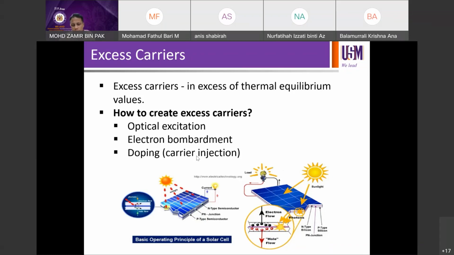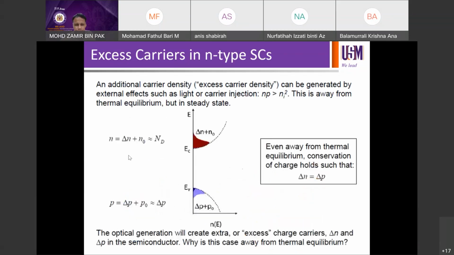For your information, when we talk about carrier injection, carrier injection can occur by any of these three processes, not only limited to the doping process. So when you're exciting new carriers optically, you can also say that as carrier injection by optical excitation, or you can say that you are injecting carriers into your semiconductor by electron bombardment. You can also say by doping, right? So it's not only limited to the doping process.